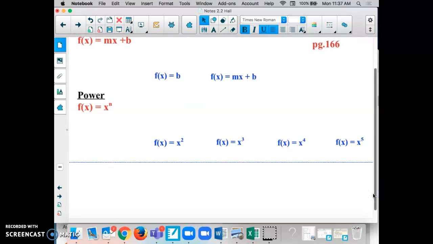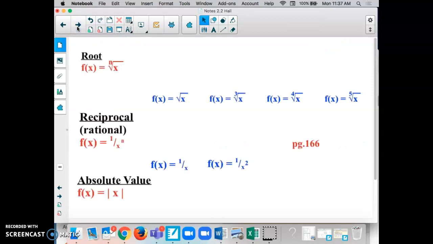X to the second power, x to the third power, x to the fourth, and x to the fifth. We call those power functions when we have x to the power of some number. Here are root functions. If we have a square root, cube root, fourth root, or fifth root, those are called root functions.